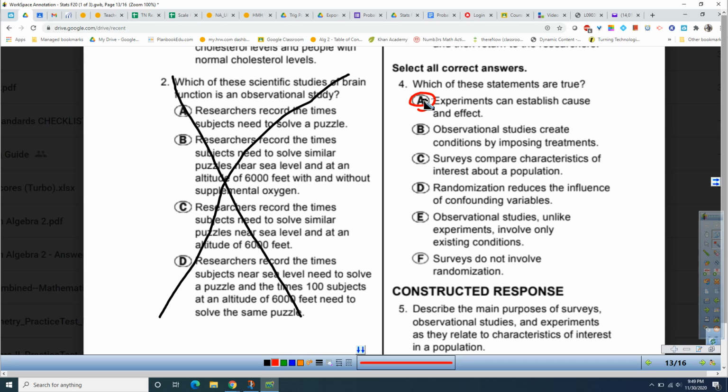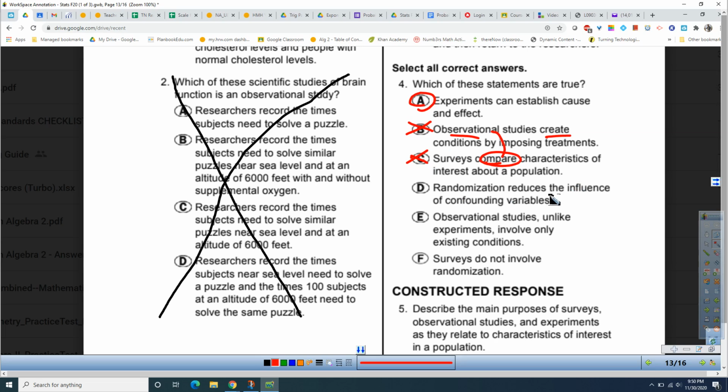Okay. Create conditions. Observation and create don't go together. No. Surveys compare characteristics of interest. No. Observational studies do some comparing. Surveys just take the info.